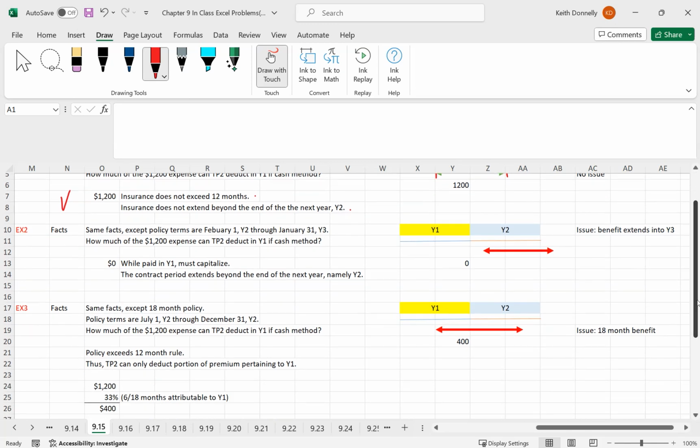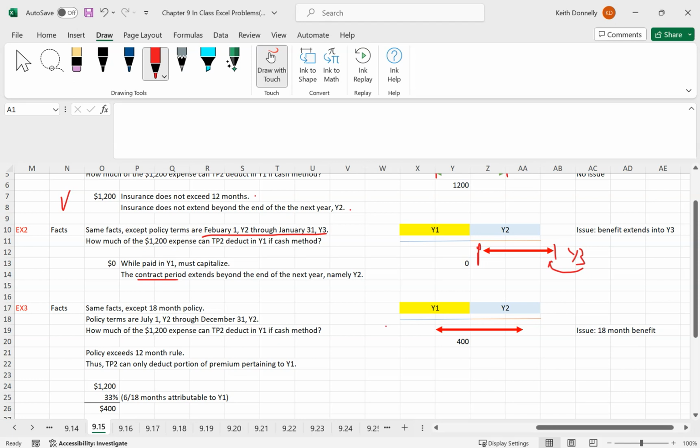Let's look at example 2 and example 3. They're giving us a similar fact set, but what they're changing here is the policy term. It's running in year 2 from there to there. So you would think, well, can we use the 12-month rule? No, this fails one of the tests. The contract period here goes into year 3. You see that? So we fail the 12-month test, which lets us expense it. If we fail that test, then we must capitalize it. So that's what's going on here.